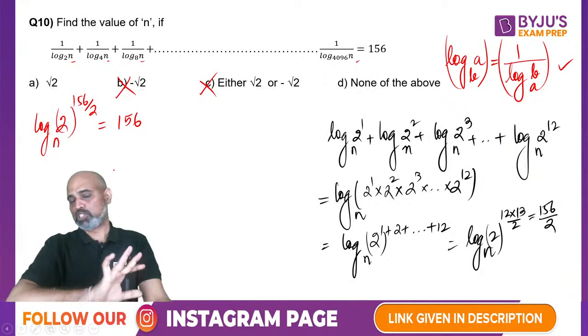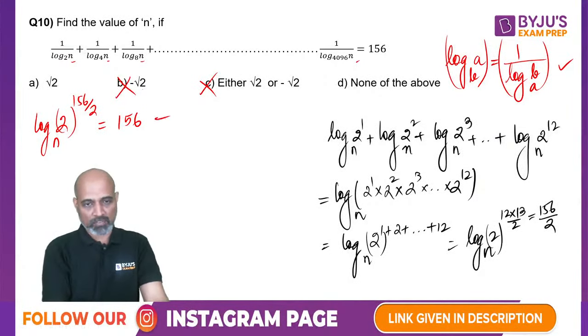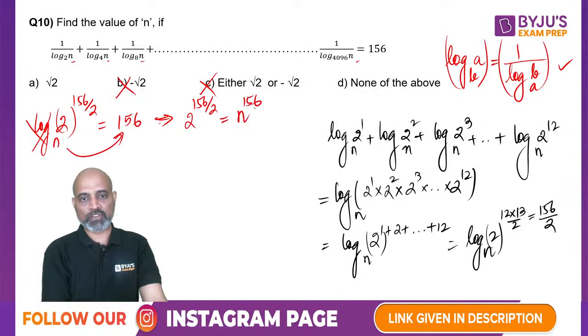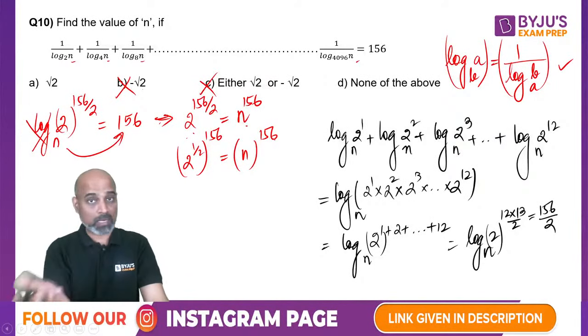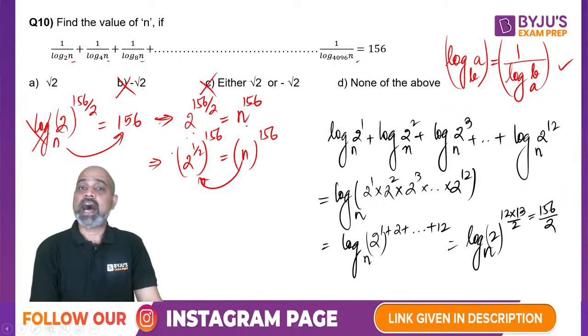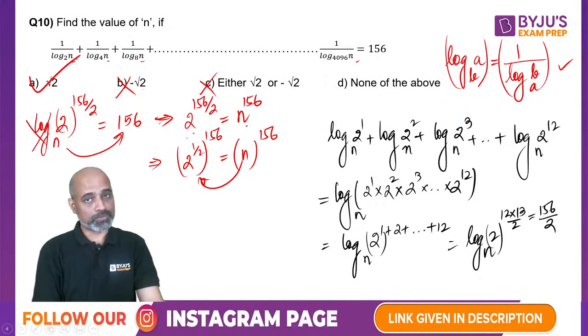Now there are many ways to proceed. What I will do is get rid of the log. If I get rid of log, this n moves to the other side. So I will get 2 to the power 156 by 2 is equal to n to the power 156. If we compare, n is 2 to the power 1 by 2, no? Because I can write this as 2 to the power 1 by 2, whole power 156, is equal to n to the power 156. We only have to compare, apple with apple, banana with banana, right? So I can see that n is going to be half power of 2, which is nothing but square root of 2.